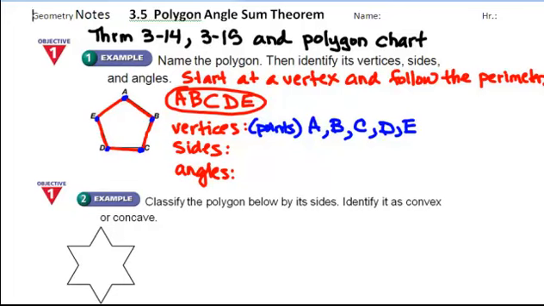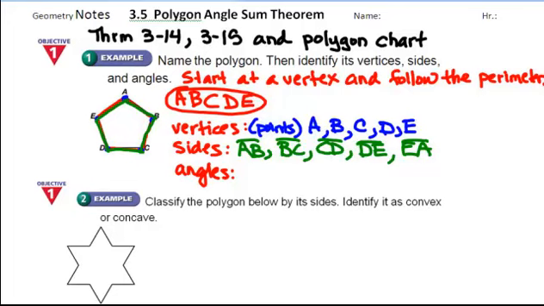Okay, sides. The sides of a polygon are always segments. So I'm going to start here and name this side. This is side AB. We have side BC, side CD, side DE, and side EA. And I just named the sides of my shape.